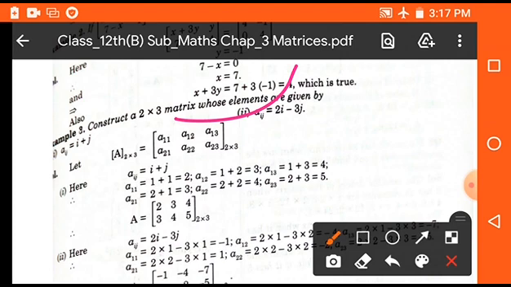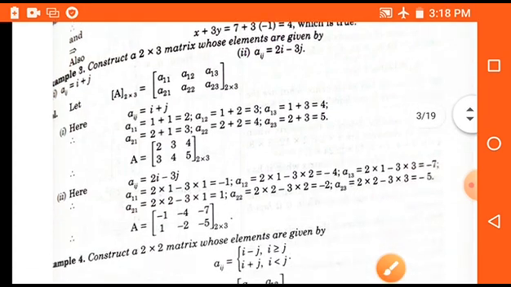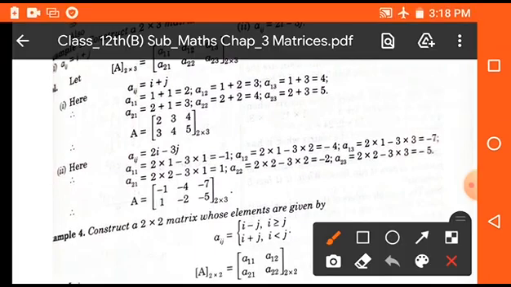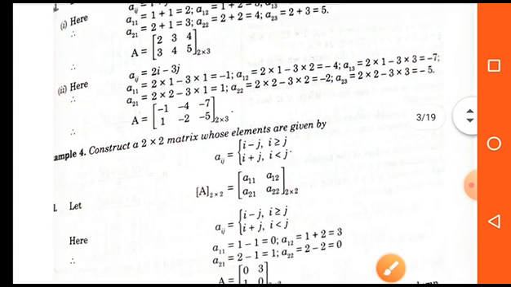So the total number of elements should be 6. Here we can put i = 1, j = 1, so we will get a11. If we put i = 1, j = 2, we get a12. In the same way, a21, a22, a31, a32, a33. So these are the elements by putting all the values.